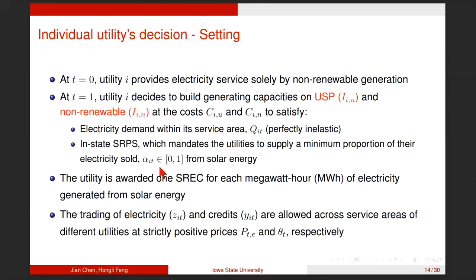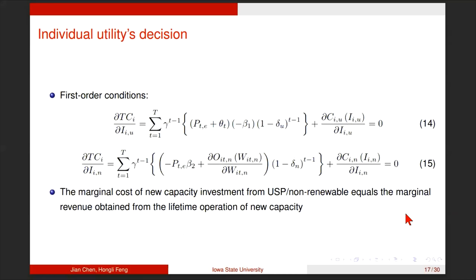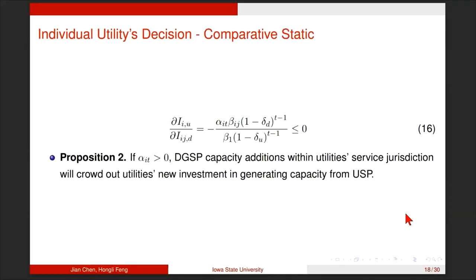And similarly, they will be awarded one SREC for each unit of electricity generated from solar, and the trading of real electricity and also SREC credits is allowed across the service areas of different utilities at strictly positive prices, PTE and theta T respectively. We assume the individual utility will solve the cost minimization problem under the electricity demand constraint and policy mandates. Similarly, we can derive the first order conditions. Basically, it tells us utility companies will make new investment decisions on USB at the point where the marginal cost equals the marginal revenue obtained from the lifetime operation.